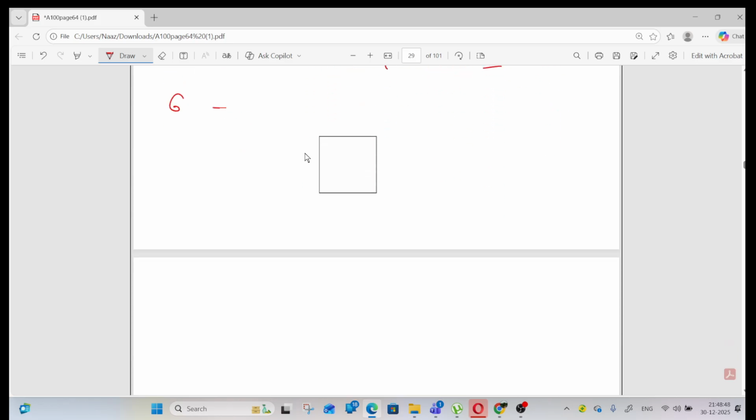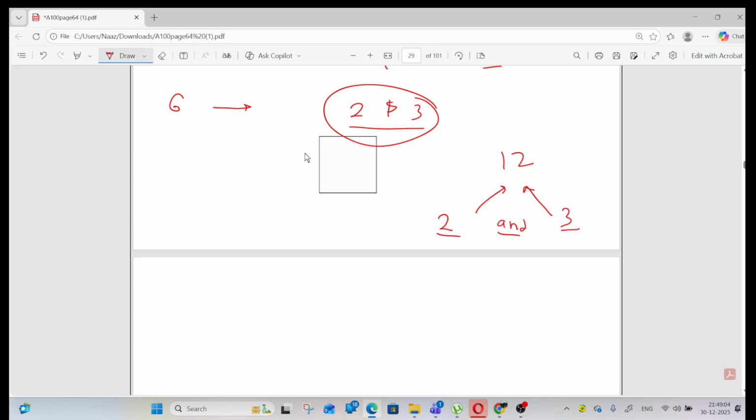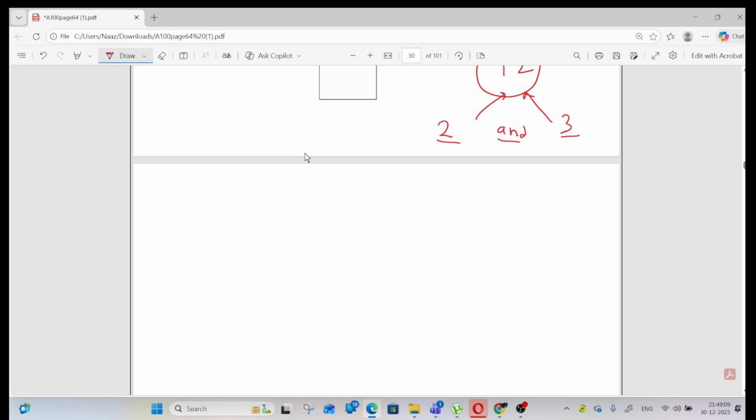Next for 6. If a number is divisible by both 2 and 3, then the number is divisible by 6. Okay. For example, 12. 12 is divisible by 2. 12 is divisible by 3 also. It is divisible by 2 and 3. So that's why it is divisible by 6. Okay. For 8, if the last three digits are divisible by 8, that number is divisible by 8. Okay.